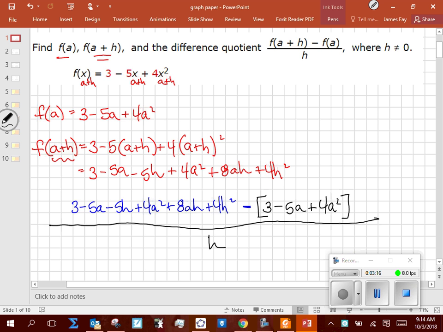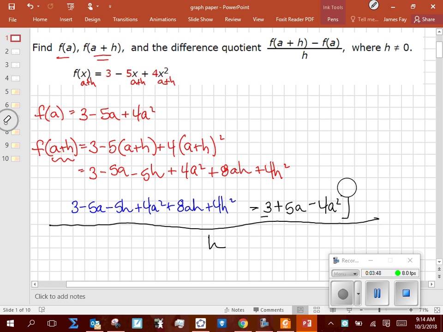Because that's what the difference quotient structure is, right? Now, why did I put this in parentheses here? Because I'm subtracting a quantity, right? So I need to remove all of those things. If I don't do this, I will be only removing the 3 and adding in then these other values, which is problematic. But if I recognize that I'm distributing that negative, it becomes what? Negative 3, a positive 5a, and a negative 4a squared, right?